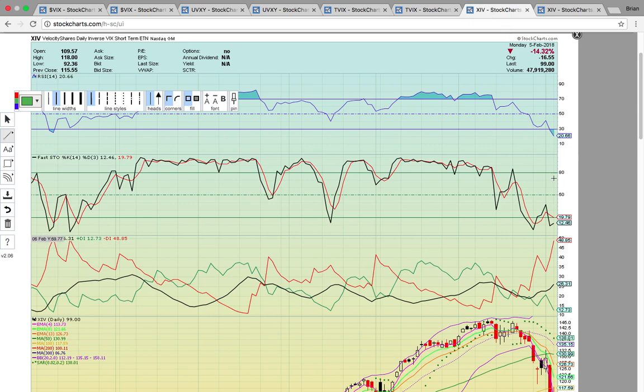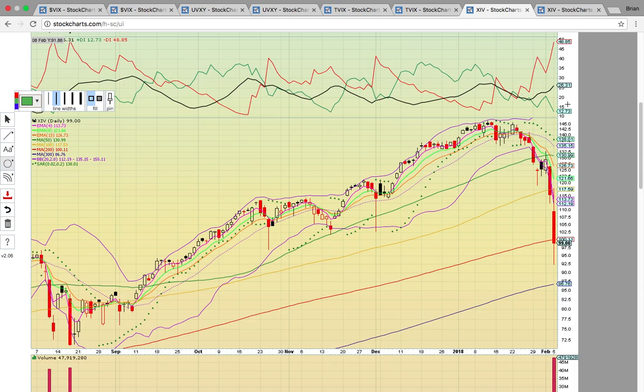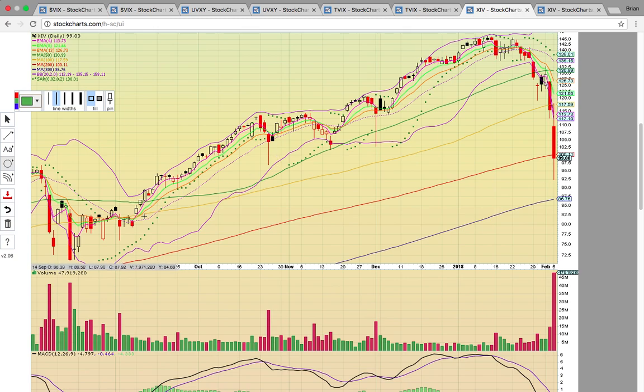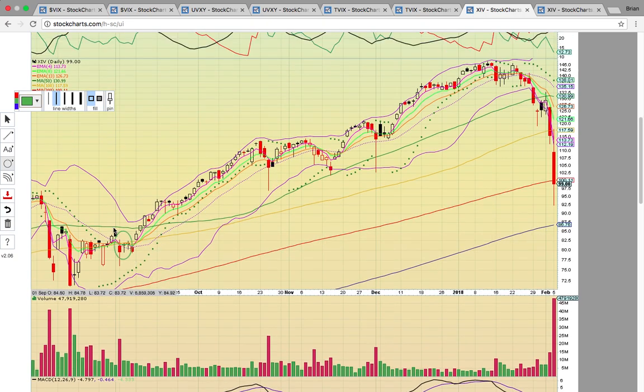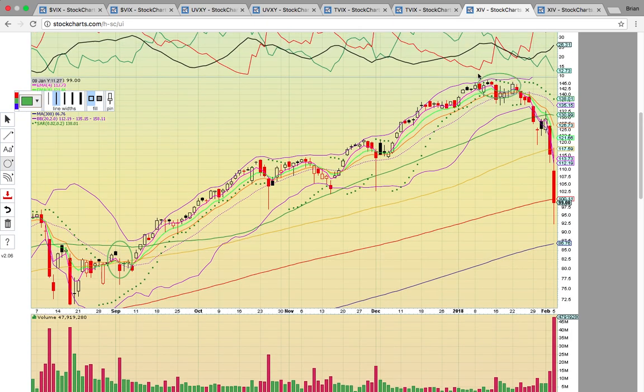Huge volume on these volatility indexes, and if you are trading volatility ETNs, if you look here, XIV was down 14% today, and so this was the way to play when VIX was flat and heading down. As you can see, XIV was on this really big run between September and all the way into the beginning of the year. It had a giant move from 72 all the way up to 145, and then bam, a lot of the gains were wiped out in just the last couple of weeks.